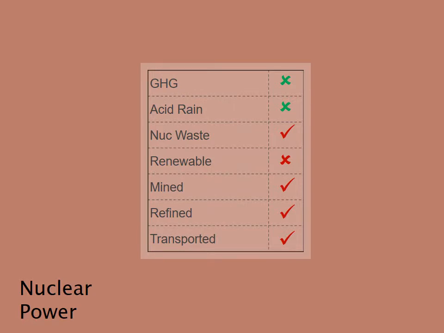Nuclear power does not produce greenhouse gases or acid rain. It does produce nuclear waste. It is not renewable, and material going into the facility must be mined, refined, and transported.